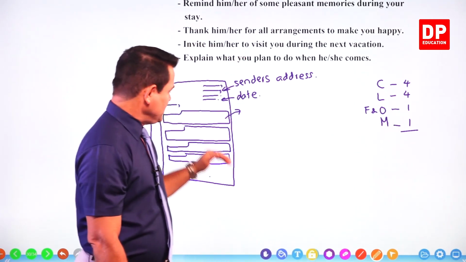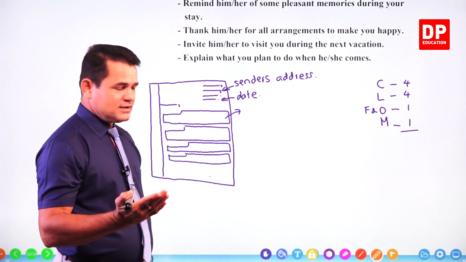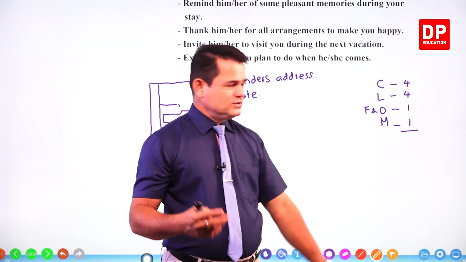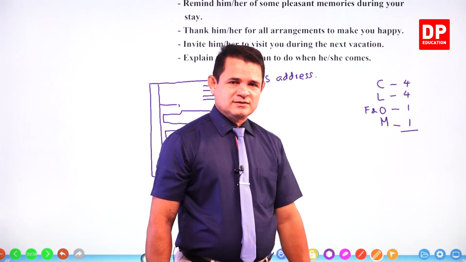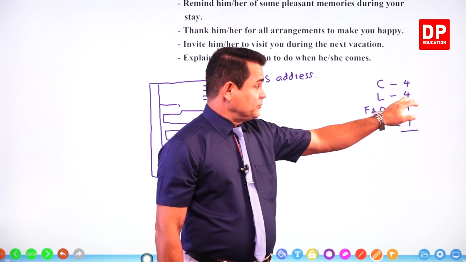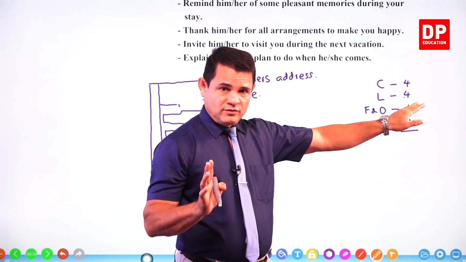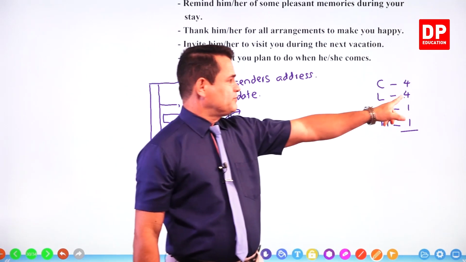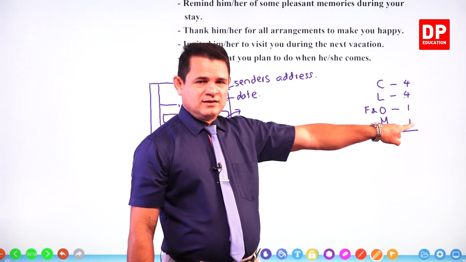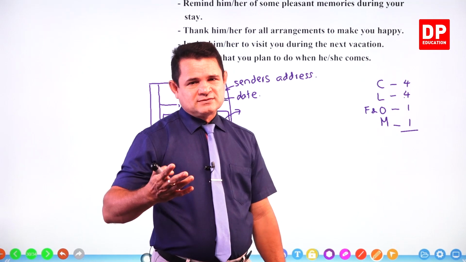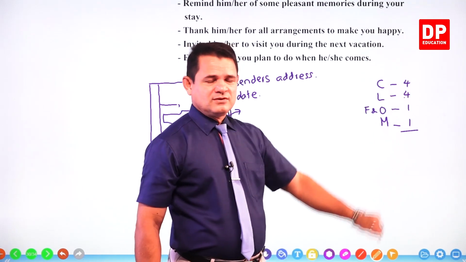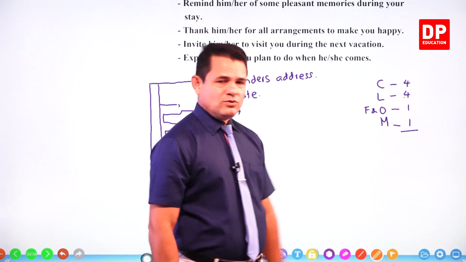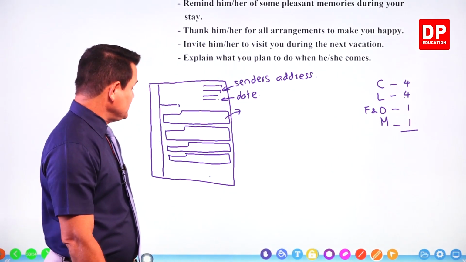Then now comes language. If there are grammar mistakes in what was written, marks are deducted here. If you have no mistakes, you get 4 marks. If there are a few mistakes, 3 or 4, the 4 can become 3. If there are more mistakes, it goes down to 2 marks, 1 mark.